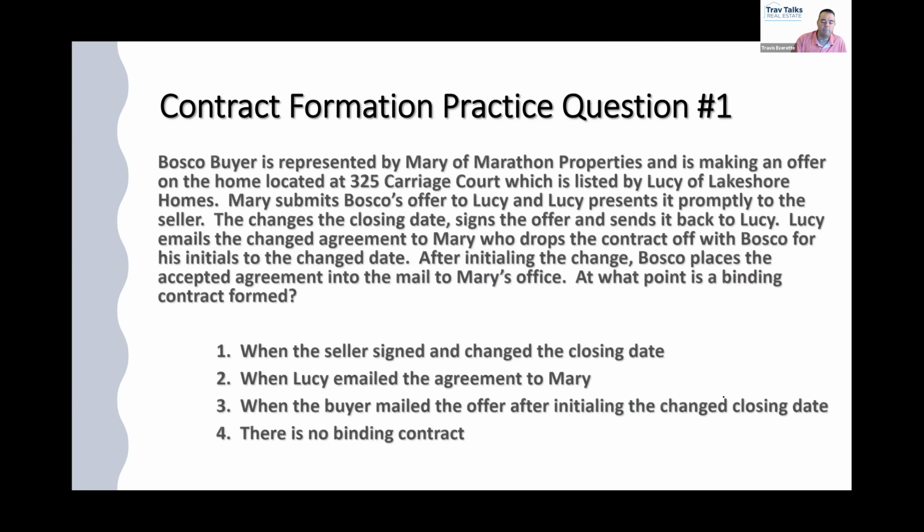Bosco Beyer is represented by Mary of Marathon Properties and is making an offer on the home located at 325 Carriage Court, which is listed by Lucy of Lakeshore Homes. Mary submits Bosco's offer to Lucy, and Lucy presents it promptly to the seller. They change the closing date, sign it, and send it back to Lucy. Lucy emails the changed agreement to Mary, who drops the contract off with Bosco for his initials to the change date. After initialing the change, Bosco places the accepted agreement into the mail to Mary's office. At what point is a binding contract formed?